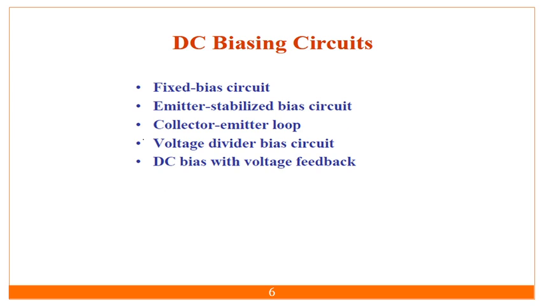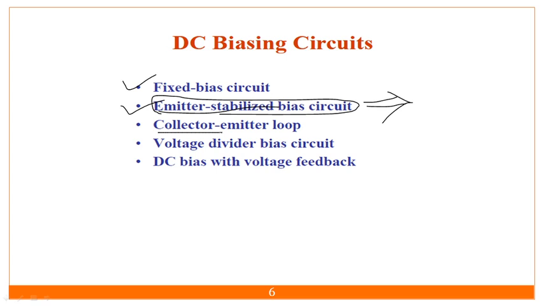These are the 5 techniques: fixed bias, emitter stabilized bias. We have solved the theoretical derivation of these, and in today's lecture we will solve problems based on them. In the upcoming lecture we have started with the collector emitter loop. Then we will solve the voltage divider bias and voltage divider bias with feedback, which is called collector feedback. So these 5 techniques are there.